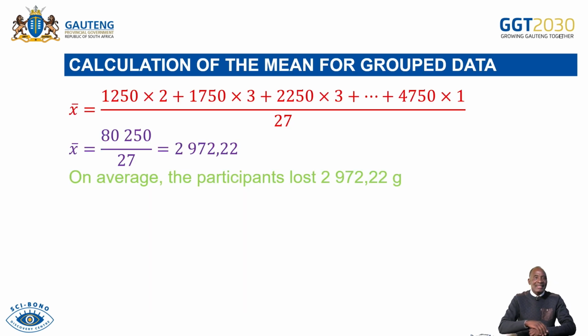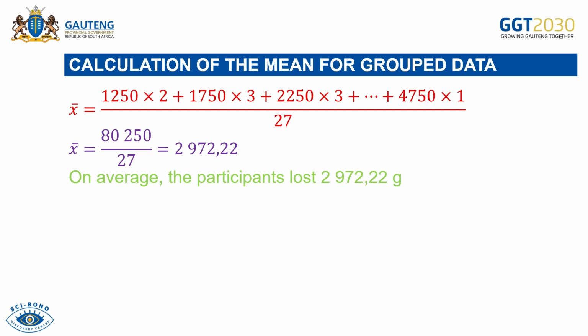Right, having said that, you'll then say 1,250 multiplied by 2 added to 1,750 multiplied by 3 added to 2,250 multiplied by 3, and so on until the last midpoint, which is 4,750 multiplied by 1. That will give us the total weight losses as in approximation, then divided by the total number of participants, which is 27.